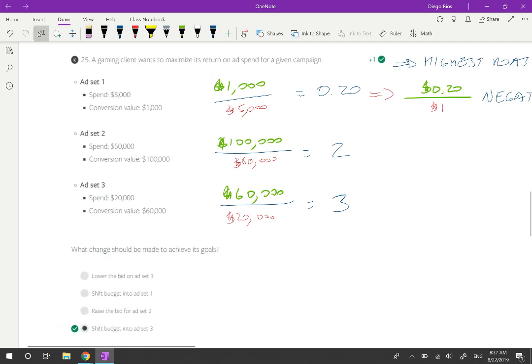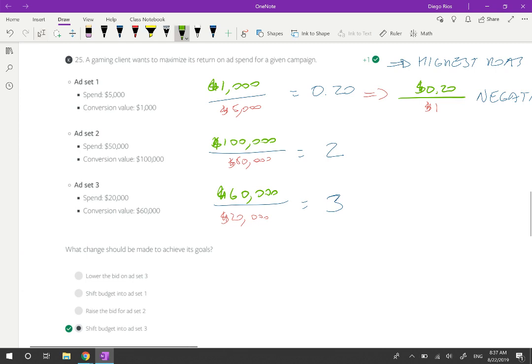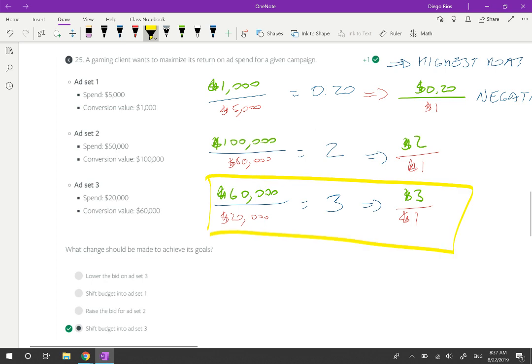If you look here, I'm basically saying for every dollar that I spend, I'm making $2. And then the last one, for every dollar that I spend, I'm actually making $3. So clearly the best answer here, or the best campaign, is this one. This is where you're getting the most money off of your campaigns, right? You're making $3 for every dollar that you're spending.